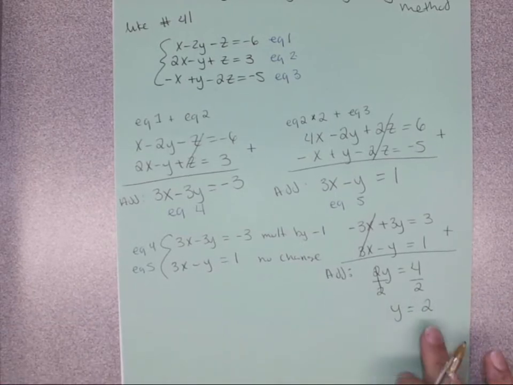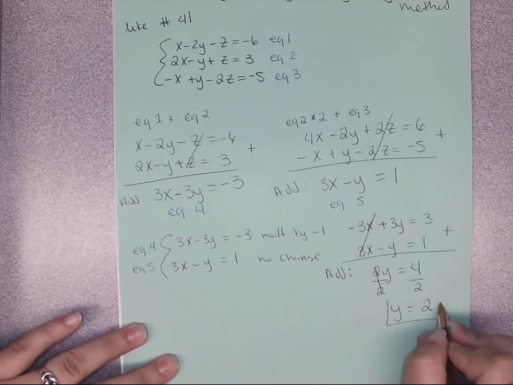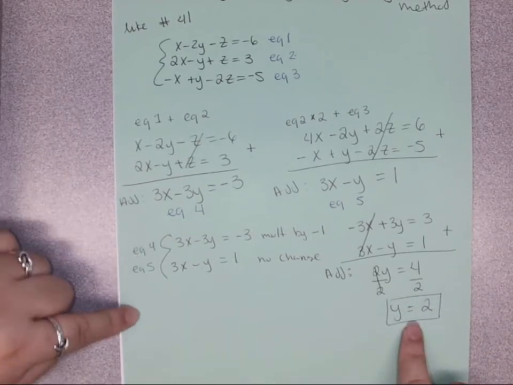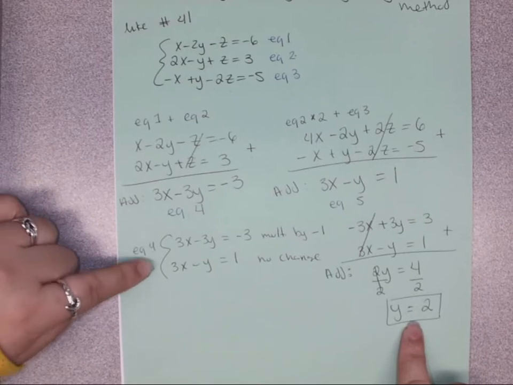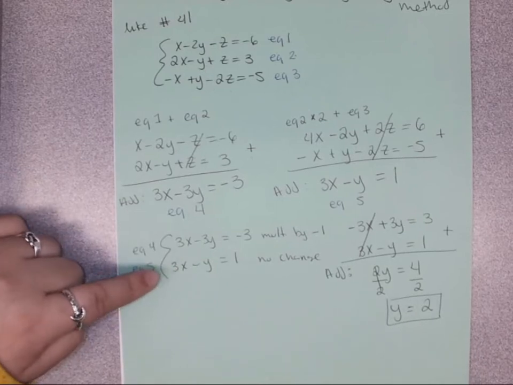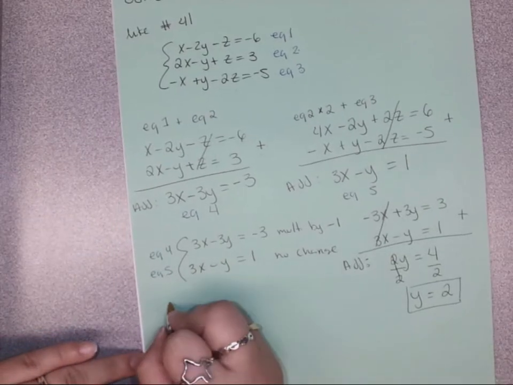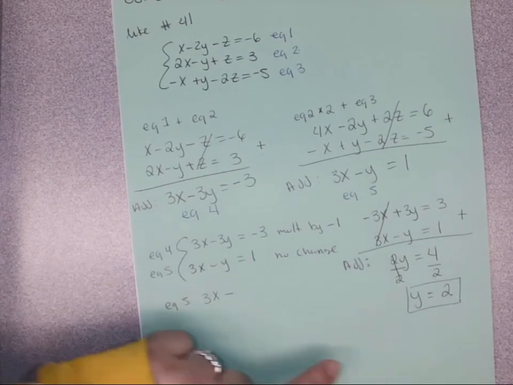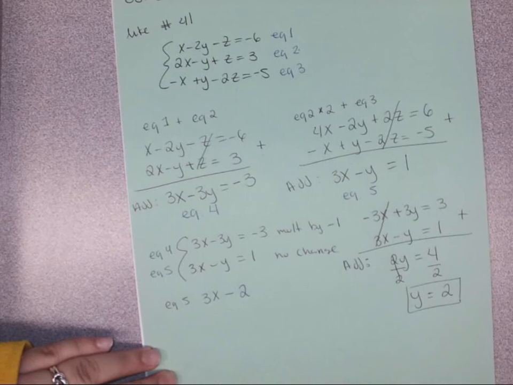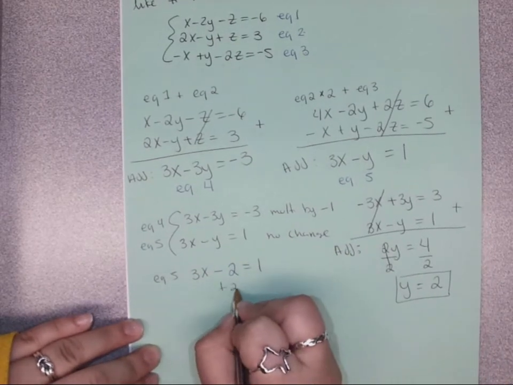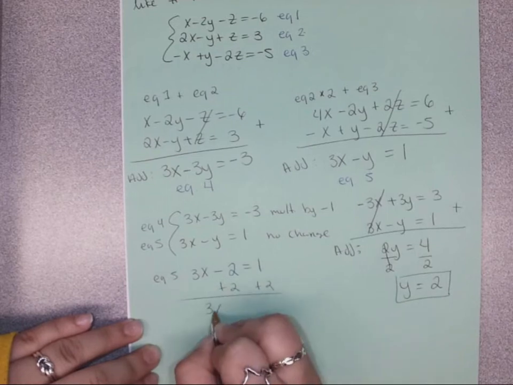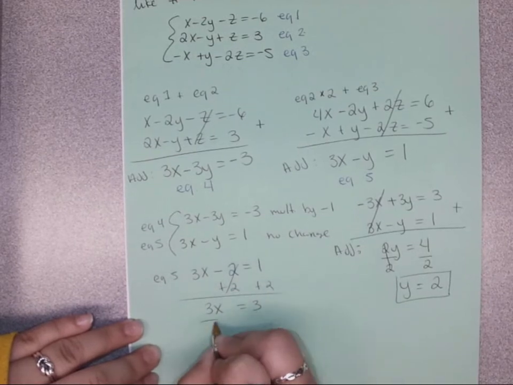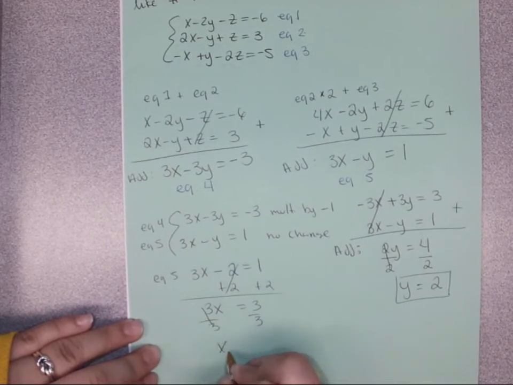This piece of information, we're going to use in either equation 4 or 5 to be able to solve for x. So I'm going to go ahead and take equation 5. I have 3x, and we found y to be 2. So now I'm able to solve for x. I add 2, so I end up with 3x equals 3. Divide by 3, so I find that x is equal to 1.